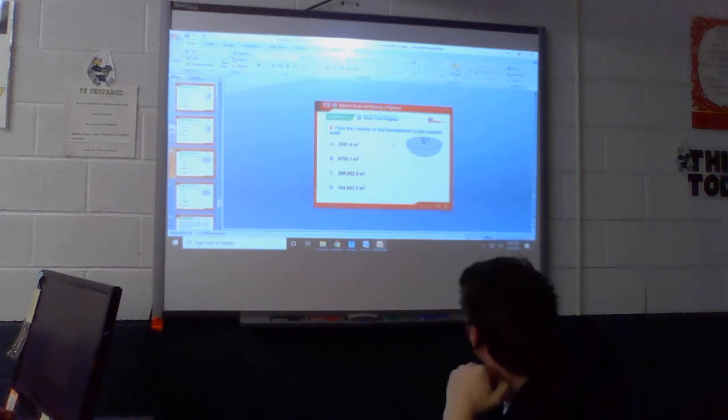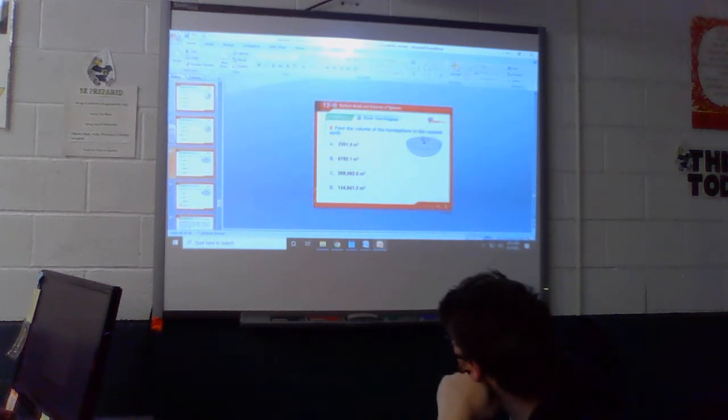Okay, how about this one? Find the volume of the hemisphere to the nearest tenth. Again, they don't really tell you exact, but the first thing I would do with 80 meters is what? Divide by 2 to make it into a radius instead of a diameter, okay?